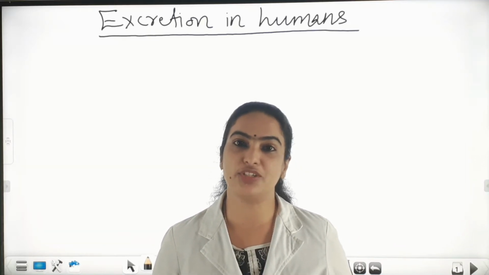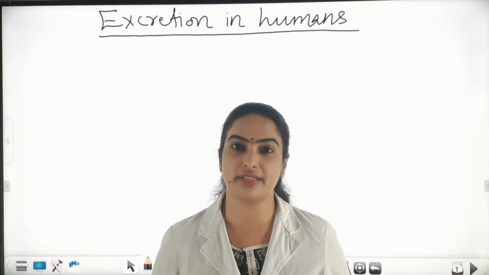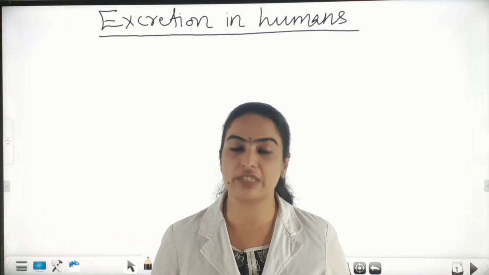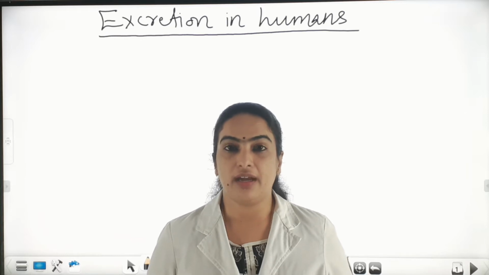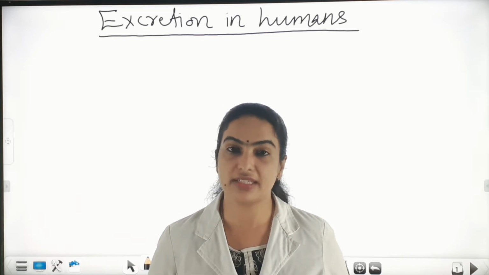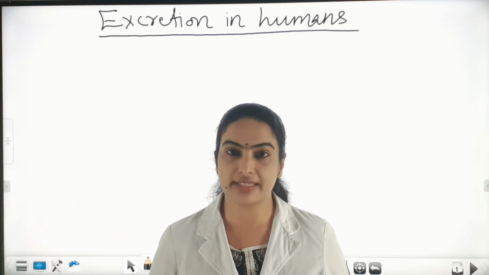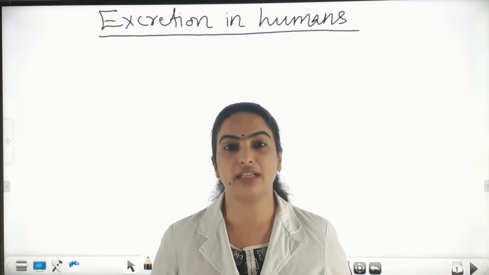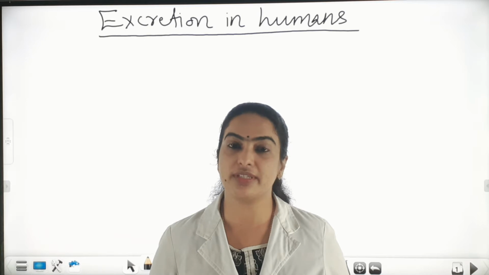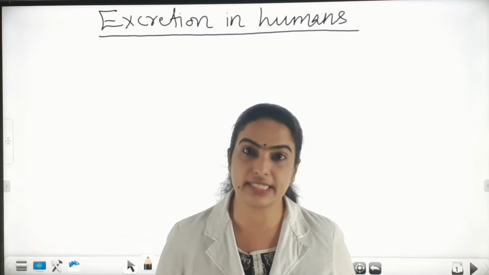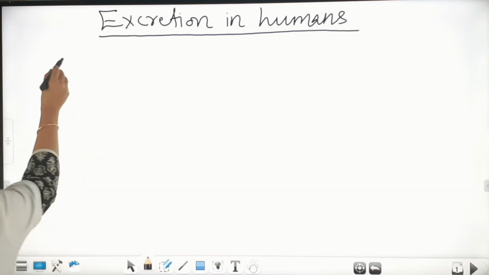Now I am going to teach you excretion in humans. As you know, excretion is the process of removal of waste from the body. In case of human beings, they are advanced organisms, so they must have an advanced system to do the excretion process. So a group of organs are there to do the excretion process in human beings that are collectively called excretory system. So what is excretory system?